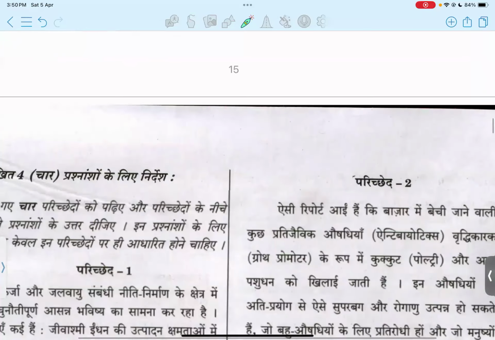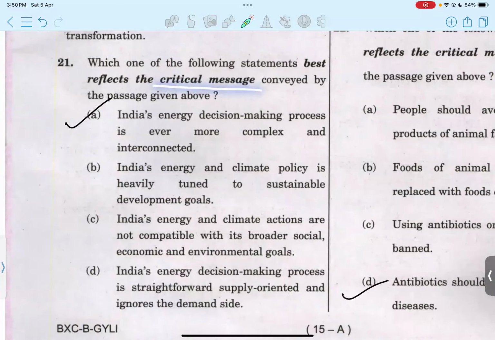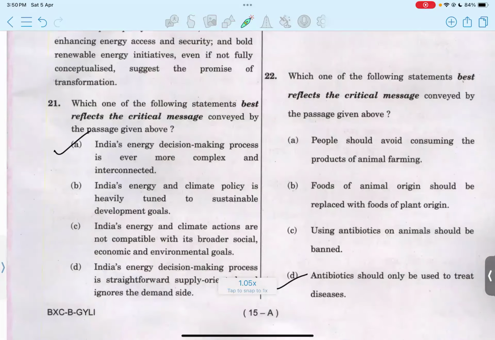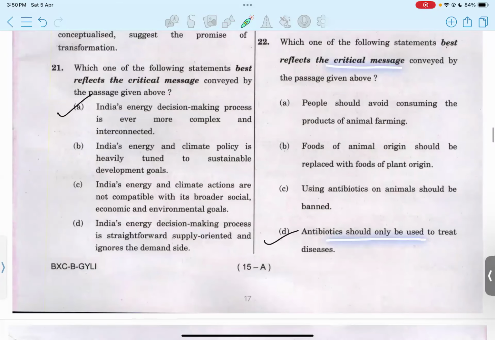Be less than 45. Then we have a passage. So the most critical message should be that India's energy decision-making process is ever more complex and interconnected. Option A. In 22, most critical message: so antibiotics should only be used to treat diseases. Option D.